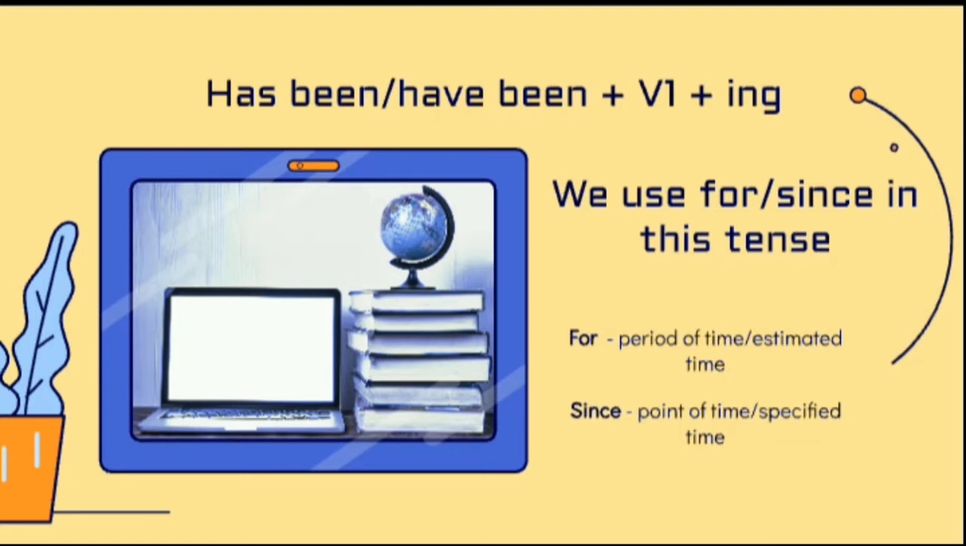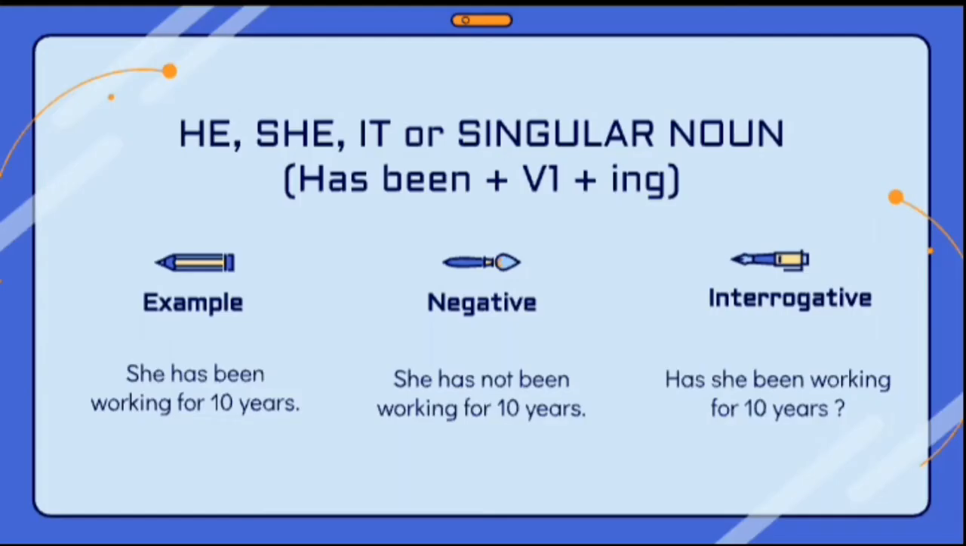For example, for 5 months, for 1 hour, for 2 days, for 1 week. And since is used with the point of time or with specified time. The time is exact. For example, since morning, since 1982, since Friday, and many more.